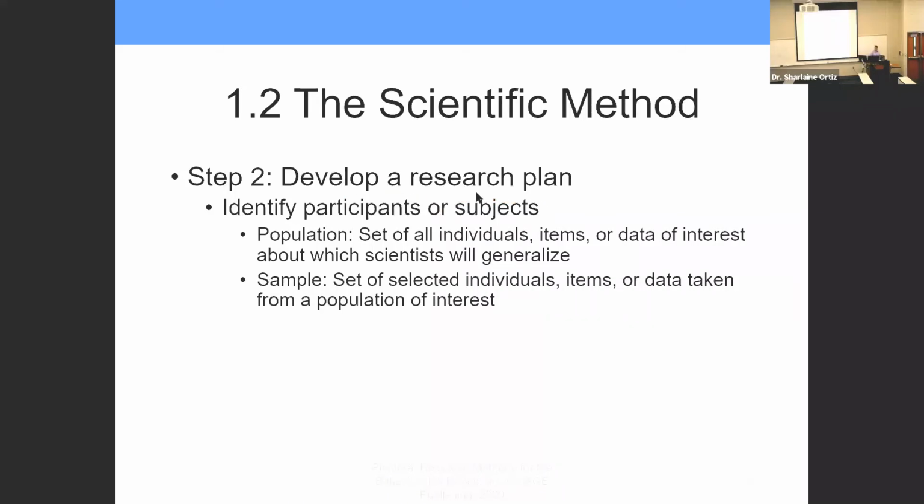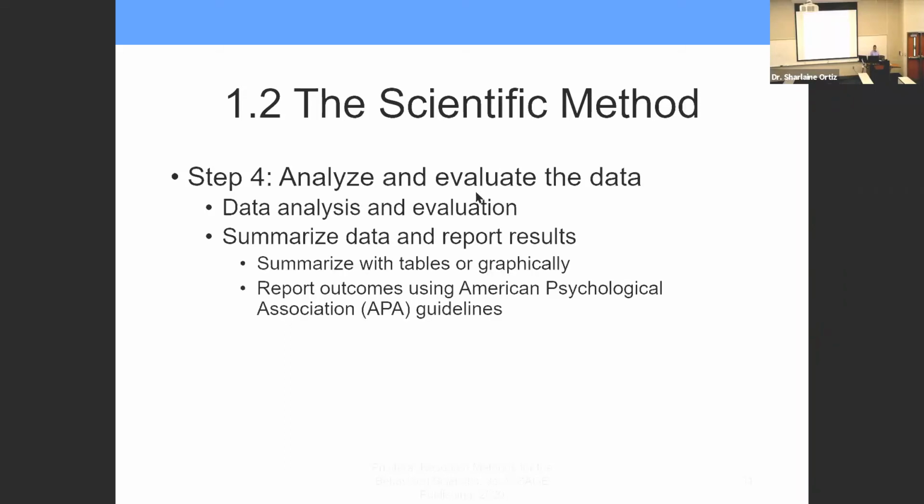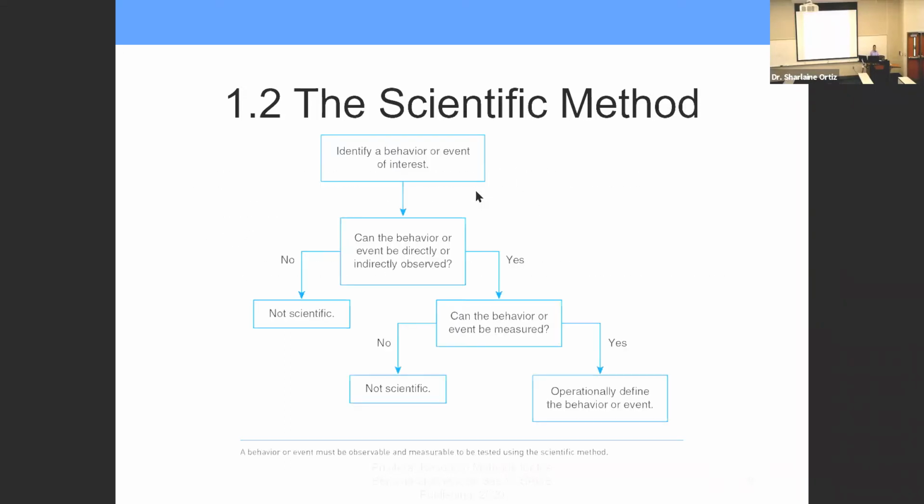So we have, I can go back to it. There we go. We already talked about identifying the behavior. So for example, because of experience, we saw that there's school anxiety. So we identified that behavior or event of interest. Now, the next question we will need to ask ourselves is, can this behavior be directly or indirectly observed?